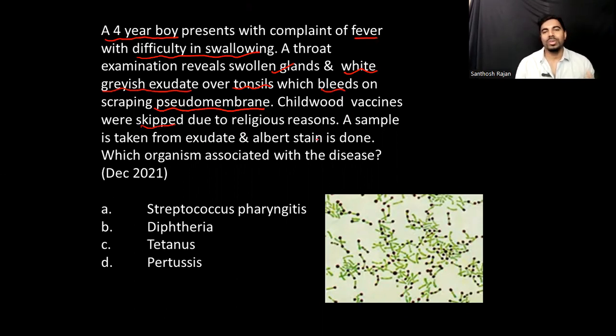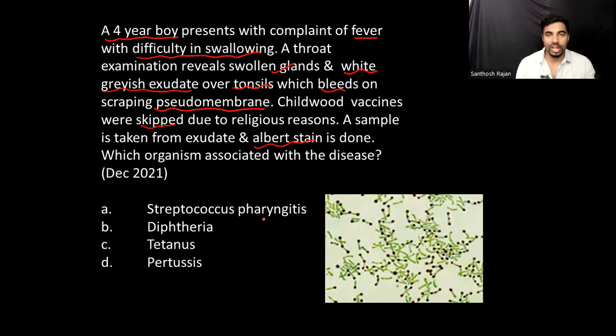The childhood vaccines are mostly BCG, your DPT and MMR. So something related to these only, right? The child hasn't received them. The sample was taken from the exudate and Albert stain was done. Again a clue: Albert stain is specific for which one? Corynebacterium diphtheriae. So the organism was given. Every clue they have given makes it diphtheria only.